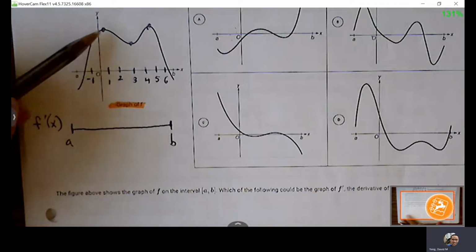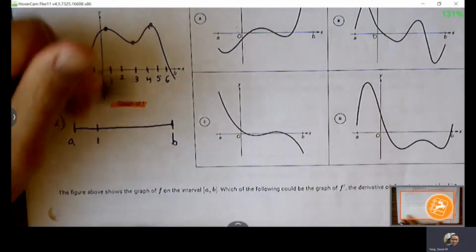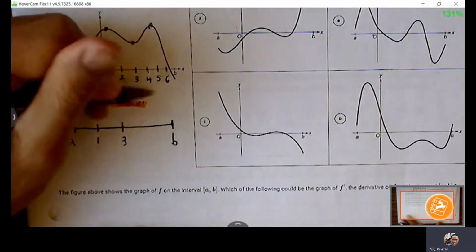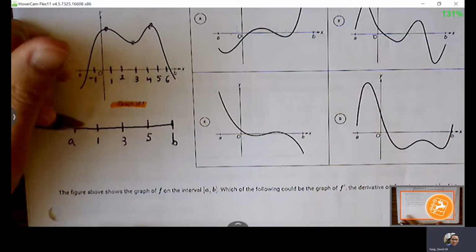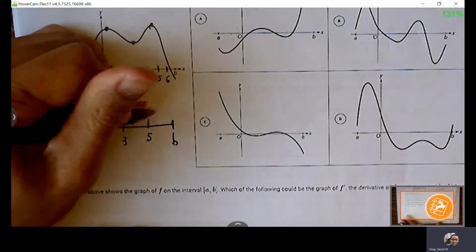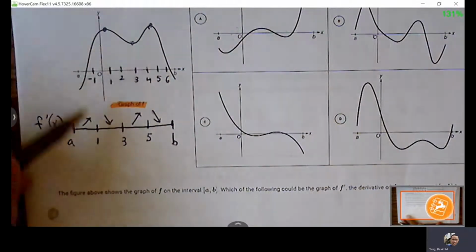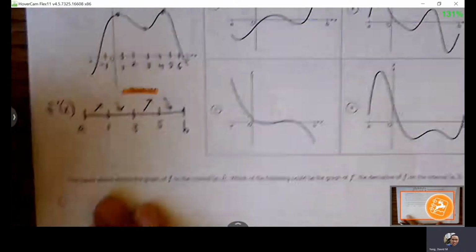I created a relative max at 1. I created a relative min at 3, and I created a relative max at 5. So I know that my graph is rising, and it's falling, and it's rising, and it's falling. So my arrows will match my graph because this is the original graph here, so everything is lined up.